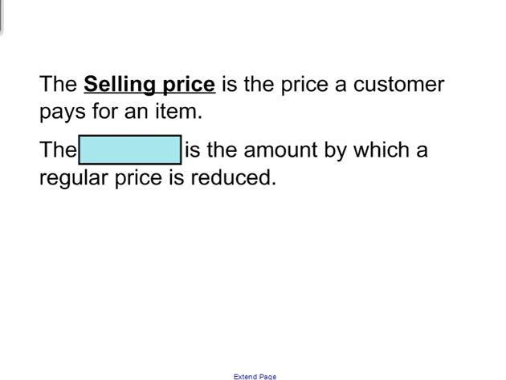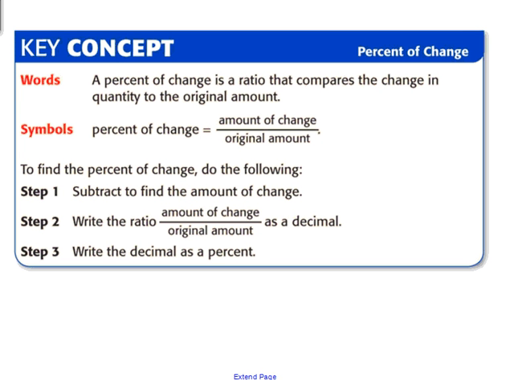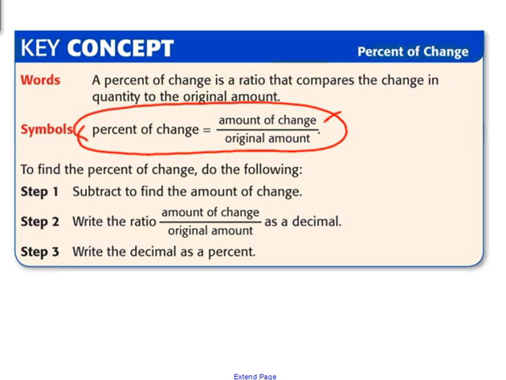Selling price is the price a customer pays for an item, and the discount is the amount by which a regular price is discounted. Well, let's jump right in and look at some summary statements here. The first thing we want to look at is an equation that we can use all the way through. Percent of change is equal to the amount of change divided by the original amount.